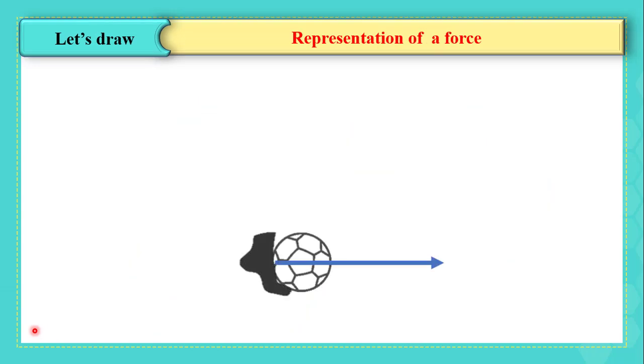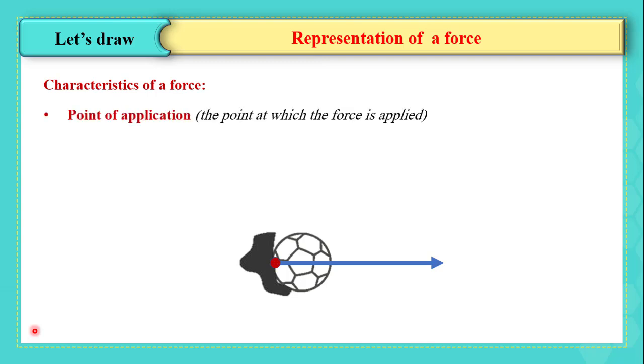Different forces may have the same effect, so how can we distinguish between them? Also, what is the way used to represent a force? Each force is characterized by four characteristics which are all presented in a vector. A force has a point of application, which is the point where the force is applied.